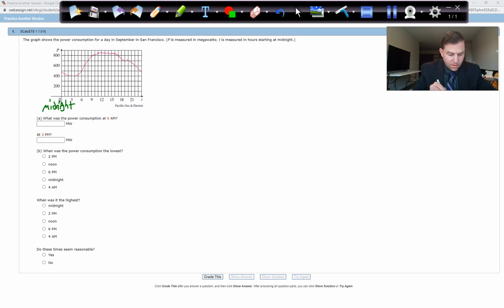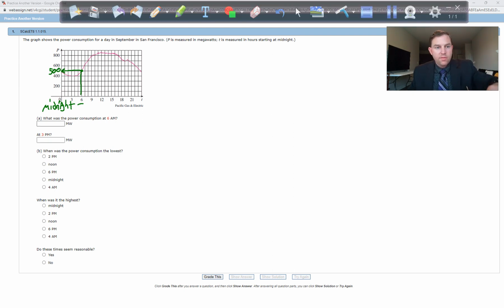Okay, and it says, what was the power consumed at 6 a.m.? 6 a.m. would be right here at the 6, and you go up until you touch the graph, go straight to the left, and that is 500 megawatts. So we would put in 500.